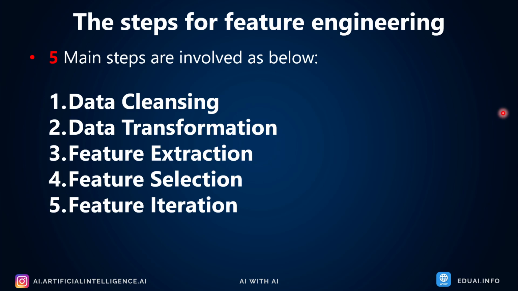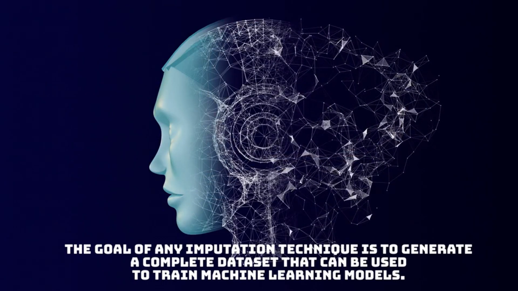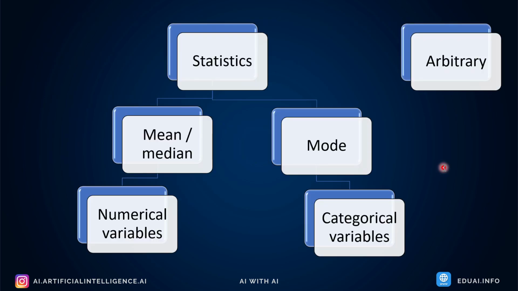So what do we mean by imputation? The goal of any imputation technique is to generate a complete data set. Basically, wherever you see NAs, NaNs or incomplete data, we need to impute. We need to add sensible data so that it can be used to train machine learning models. And what are the different imputation techniques that we have? Let me talk about that quickly.